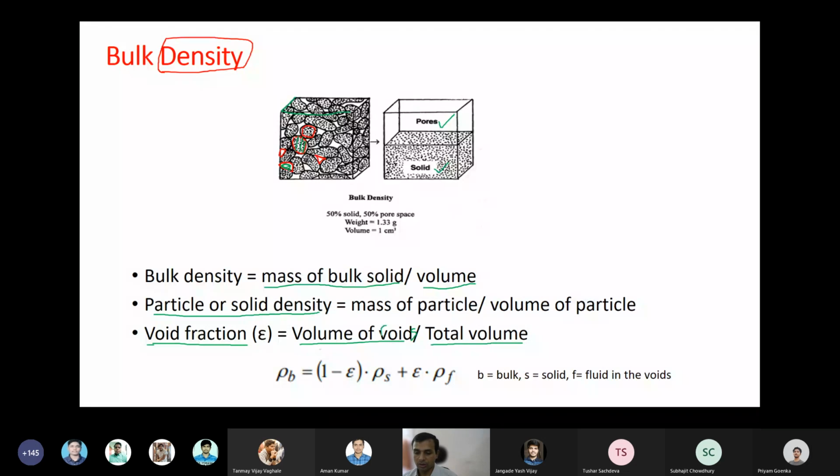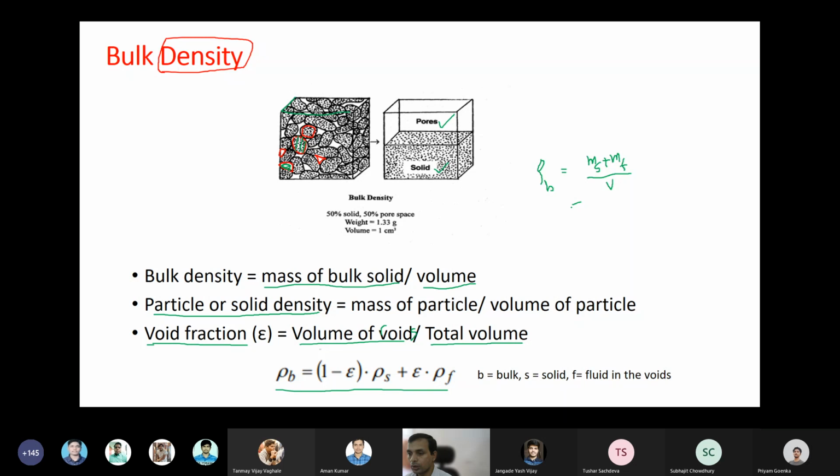Sometimes they call them pores or voids. So the formula for bulk density is (1 minus epsilon) into the density of solids, plus epsilon into the density of the fluid. This definition is very simple. You can easily figure it out, because bulk density is nothing but the mass of solid plus the mass of fluid in the void spaces, divided by the total volume.